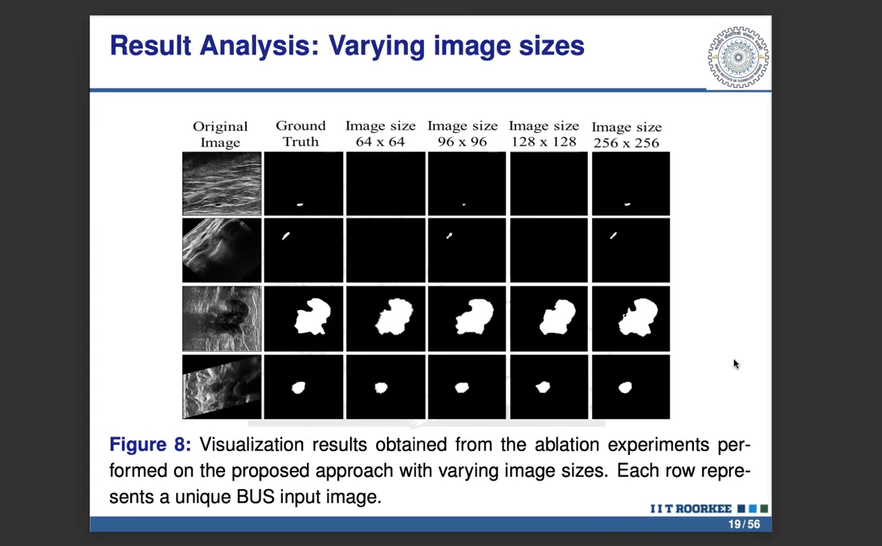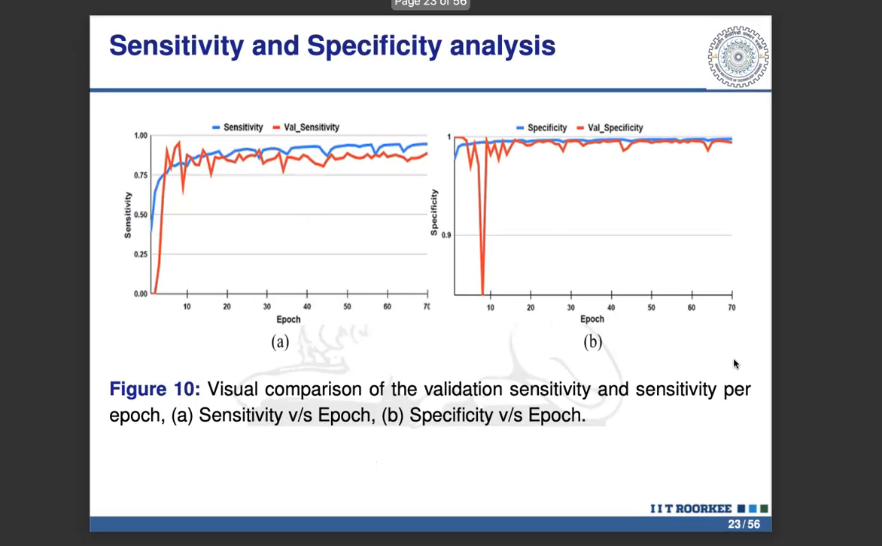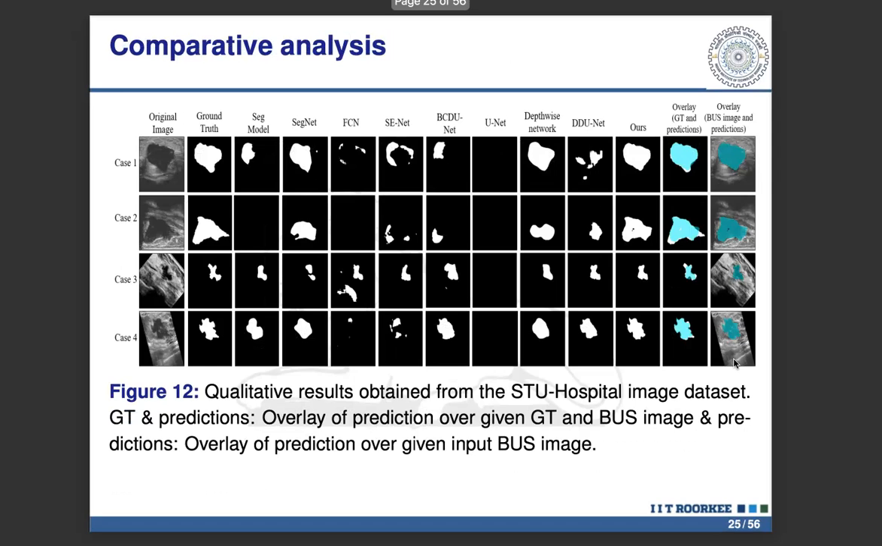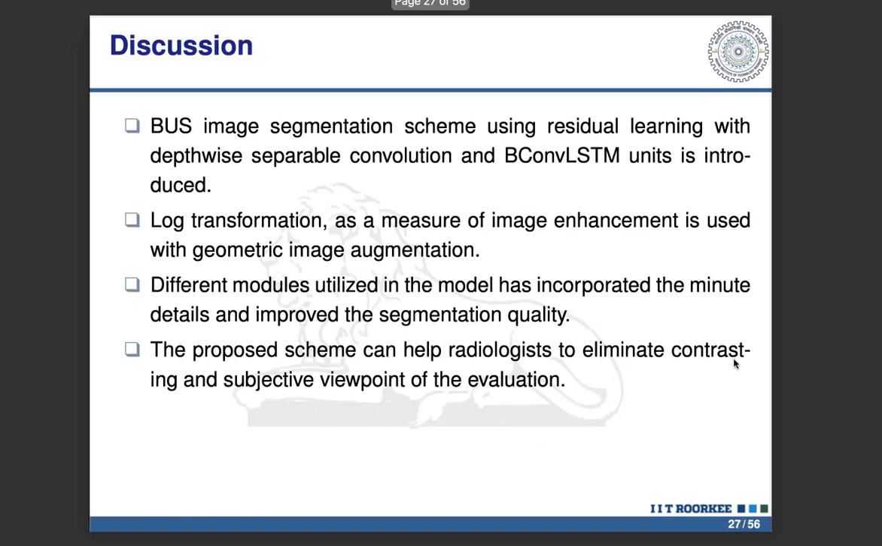These are some of the result analyses on different image sizes. These are the corresponding segmentation results from the proposed method in comparison with the state-of-the-art segmentation methods. These are some of the visual results of the proposed method using the acquired dataset. These are the segmentation results from the second acquired dataset. These are some of the quantitative segmentation results on the second acquired dataset using the proposed method.